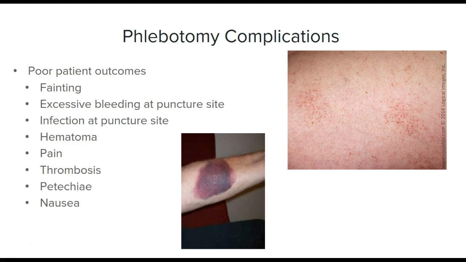Okay, phlebotomy complications. Every once in a while we do have patients that pass out. So that's definitely possible. It's caused by decreased oxygen to the brain.